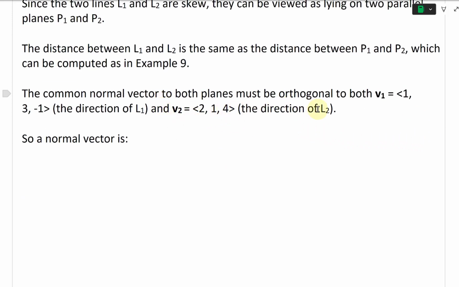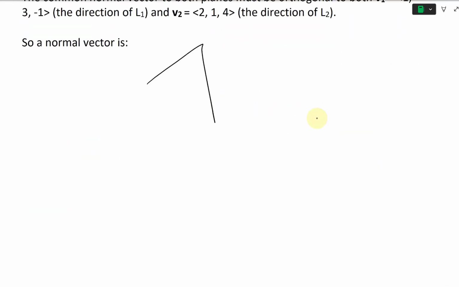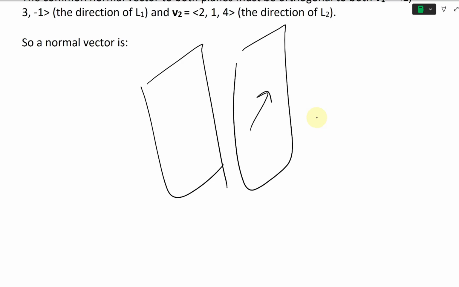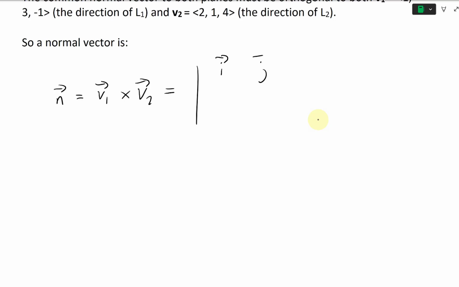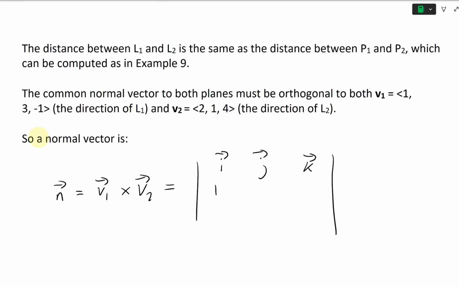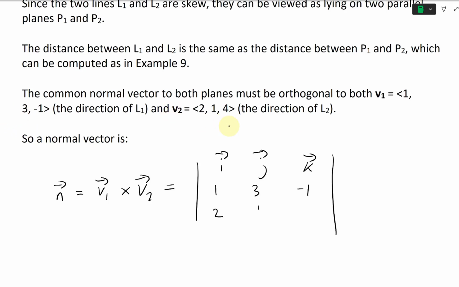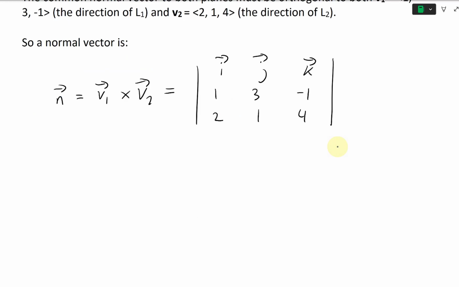Yeah, so the common normal vector must be orthogonal to both directions. So if it's on two planes like this and like this, so this is one direction, let's say V2, and this one is V1, then the cross product is going to be perpendicular to both, like that. So I'll just visualize this. So a normal vector is orthogonal to both, and that is, again, the cross product. So n vector equals V1 cross V2, which equals our trusty i, j, k, like that. The first vector is 1, 3, negative 1. The next one is 2, 1, 4, like that. And now let's take the cross product as always.